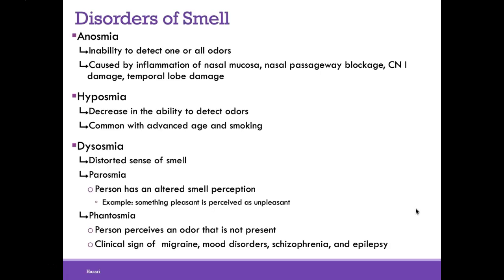Similarly, we have several disorders for smell. And the human sense of smell is a lot better than our ability to taste. In fact, our ability to taste relies on our ability to smell. We can have complete inability to detect odors. That's anosmia. And that can be a nervous system blockage, like cranial nerve 1 is damaged, or the temporal lobe is damaged, or you could have something inflamed in the nasal mucosa, perhaps by infection or inflammation.